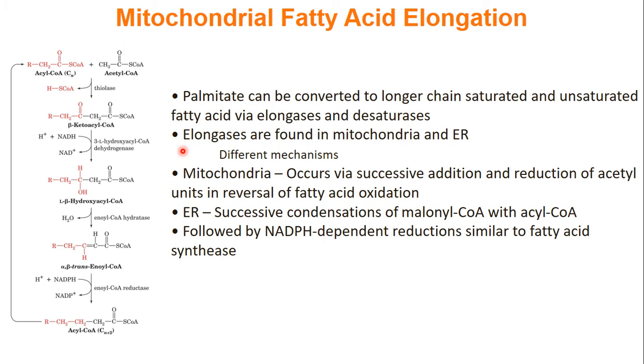In the mitochondria, what's going to happen is that you have successive addition and reduction of acetyl coenzyme A units, which is basically the reverse of fatty acid oxidation. While in the ER, you have condensations of malonyl coenzyme A with acyl coenzyme A. Then you have NADPH that will do a reduction similar to our fatty acid synthesis mechanism that we just saw in the previous video.